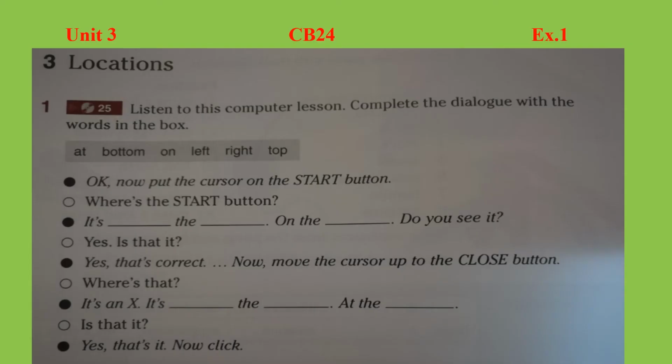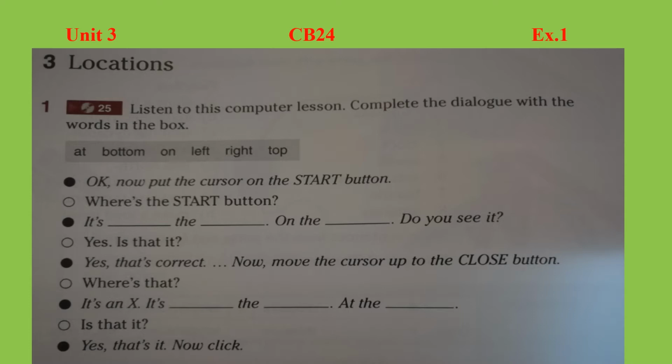Okay, the first exercise in this lesson is on page 24, and what we need to do here is to listen to this computer lesson and complete the dialogue with the words in the box. The words in the box are at, bottom, on, left, right, and top. Let's read the conversation together.